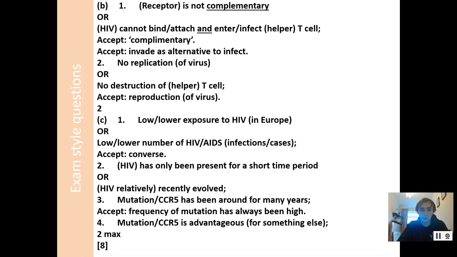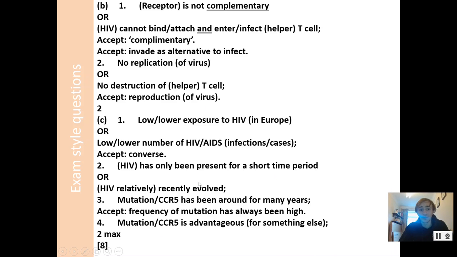Well, there's several possible reasons. One, few people have HIV in Europe, relatively. Two, HIV hasn't been around for long enough for natural selection to occur. Three, the mutation has been around for a long time. And four, therefore it must be that the mutation is advantageous for some other reason. The first three are the ones I would expect you to be writing.